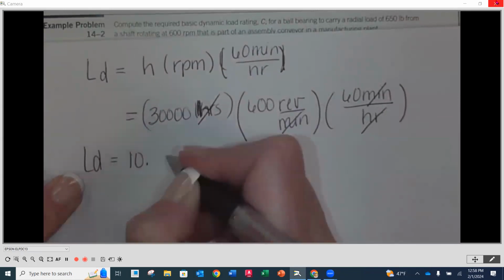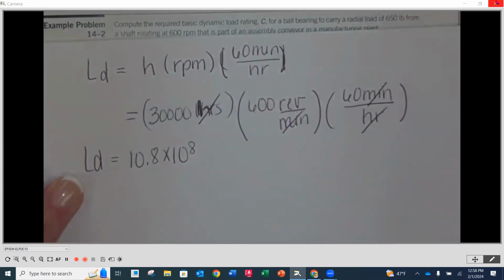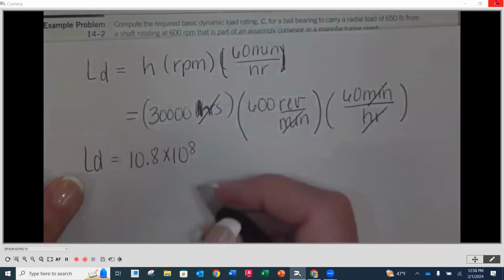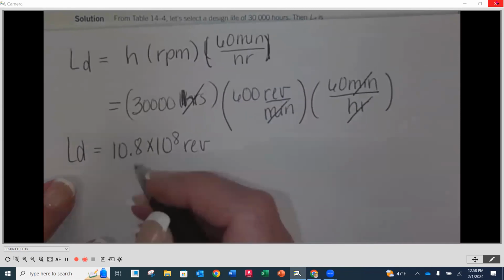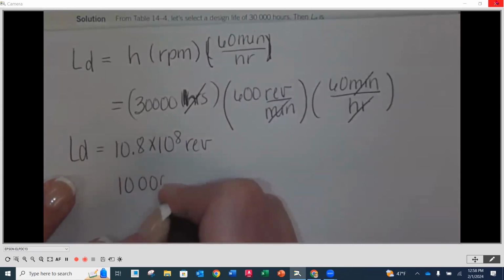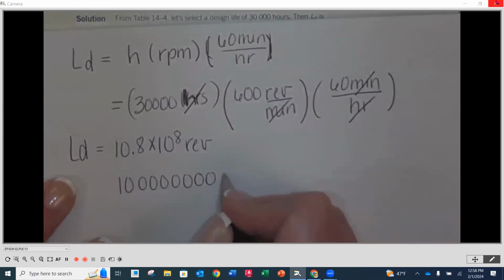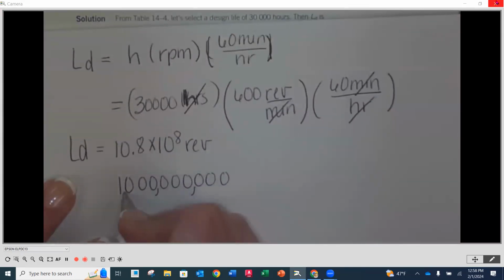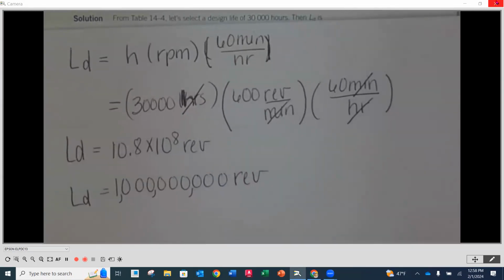So 10 point what? 10.8 times 10 to the 8th. And then what are my units? Revolutions, exactly. It's nice to put it in times 10 to the 8th, but let's write it out: 10, and then 1, 2, 3, 4, 5, 6, 7, 8. So 1, 2, 3, 1, 2, 3, 1, 2, 3. There you go. That's how many revolutions in 30,000 hours going at 600 RPMs. That's how many revolutions we're going to need out of that bearing. It's crazy town. It's a lot of revolutions.